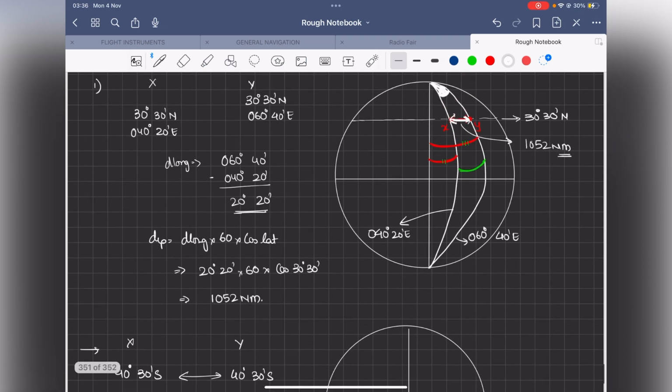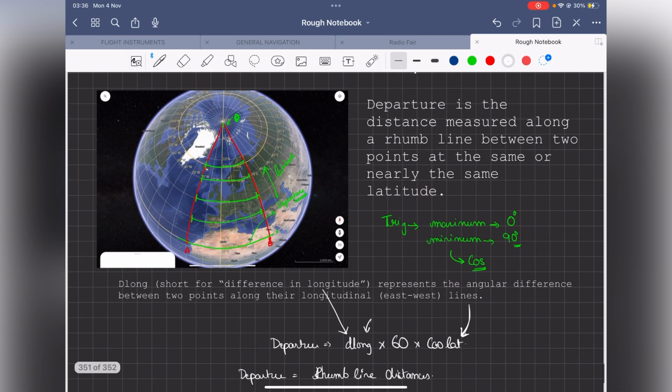Because the physical distance between two longitudes which are given keeps reducing depending upon what latitude I am at. The greater my latitude, the shorter the distance, right? Why? Because my longitudes converge. It's a sphere ultimately, right? So they converge closer and closer to each other. Ultimately, they coincide at a single point, which is why the departure at poles is going to be 0, right?